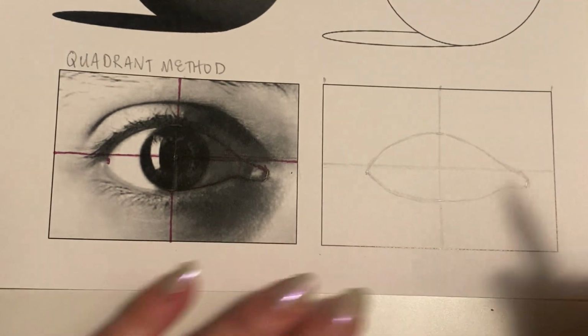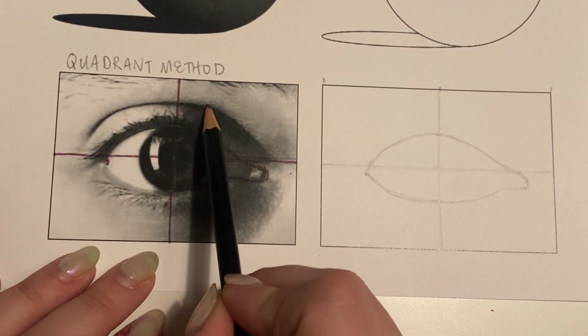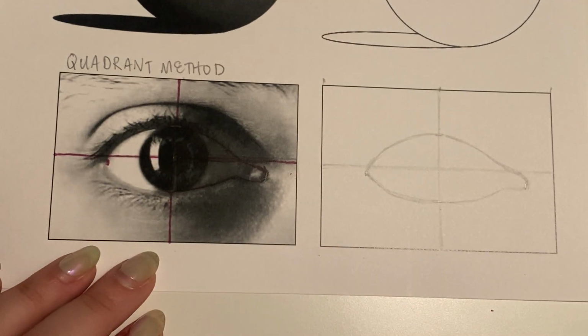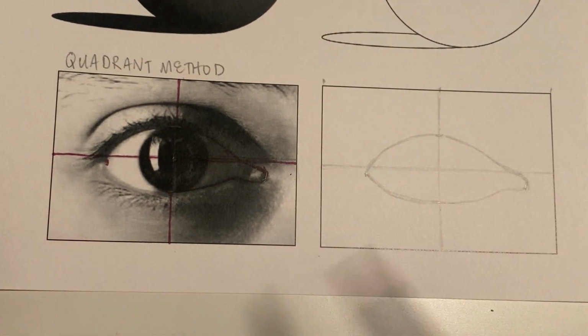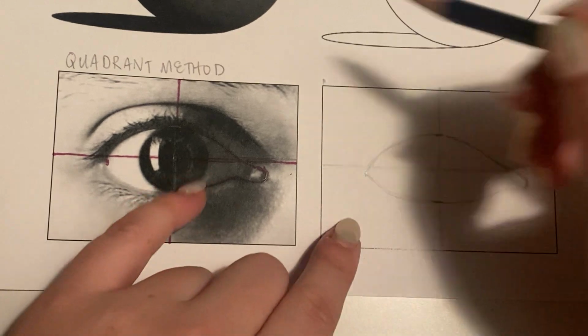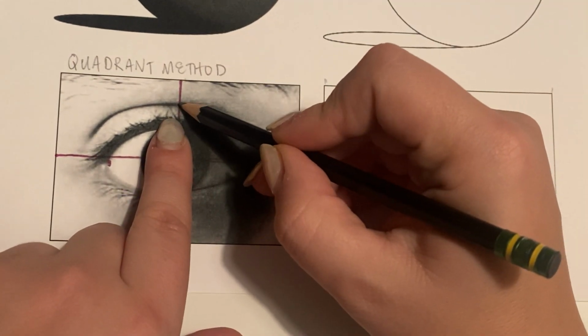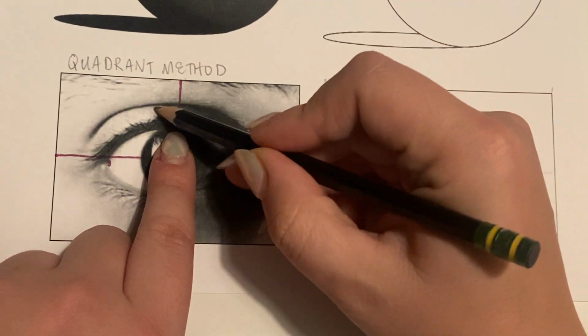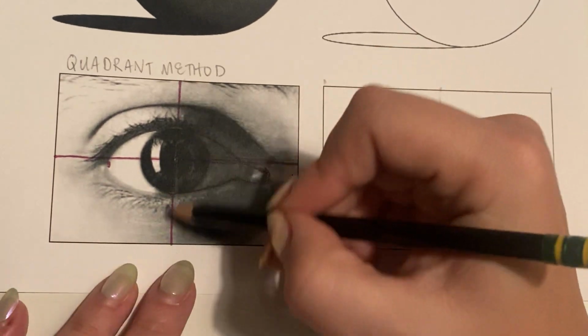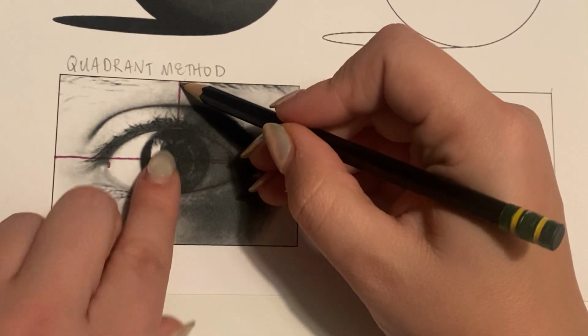Now what we need to do is get the shape of this crease that is above the eye, so the eyelid crease. So let's start the same way. We're going to start by figuring out where this line right here of the eyelid crease passes through that vertical line that we drew in the very beginning.